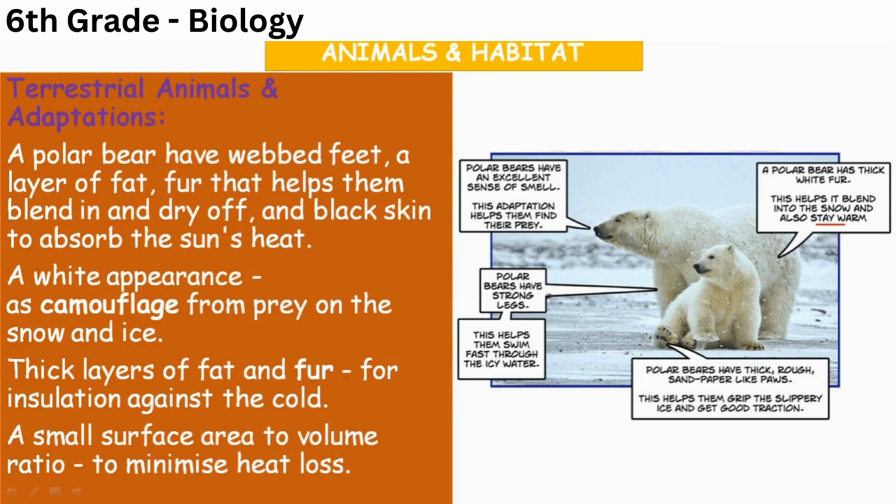And polar bears have strong legs. This helps them swim fast through the icy water. The polar bears have an excellent sense of smell. This adaptation helps them find the food, find their prey. These are all the adaptations of a polar bear. It is a terrestrial animal, but with different environmental conditions in the polar region. Okay.